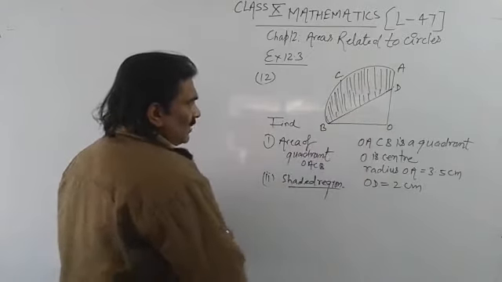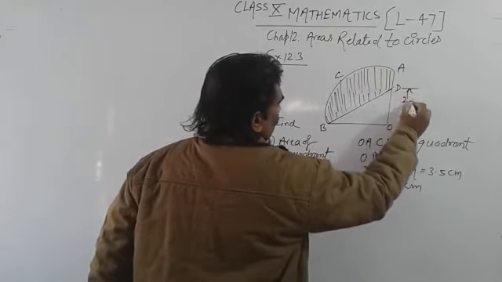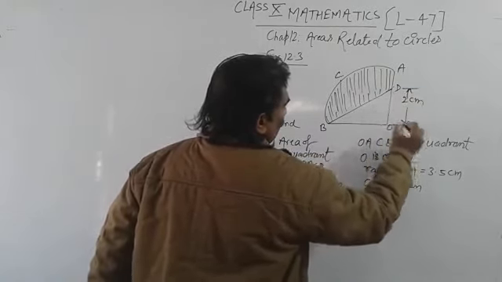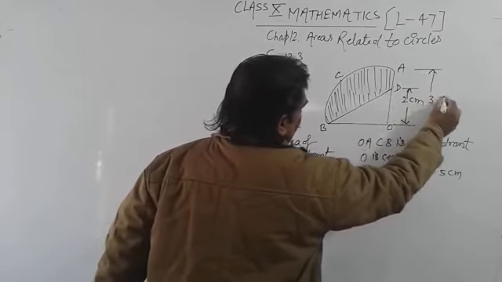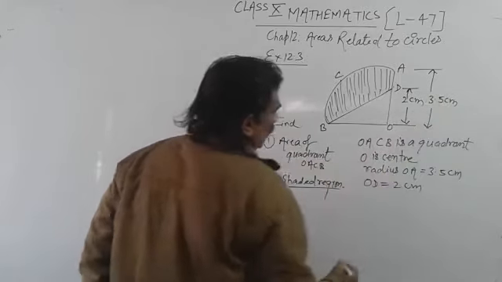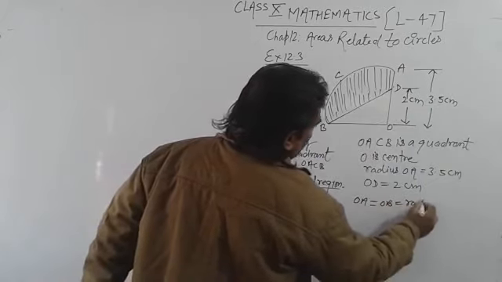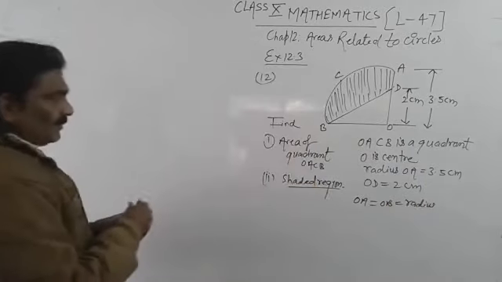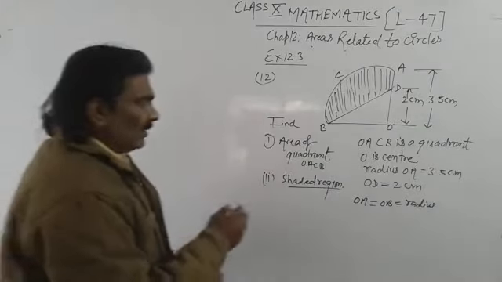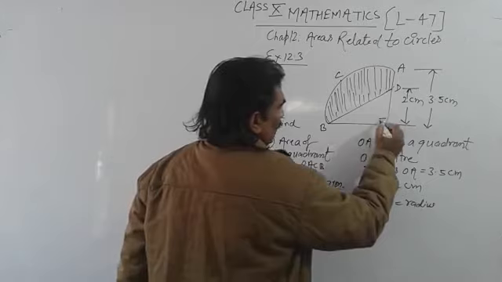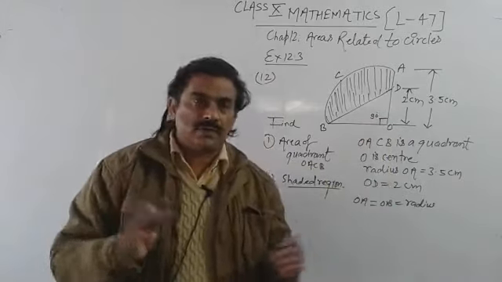So from the figure students, you know, OD is equal to 2 centimeter, whereas OA is equal to 3.5 centimeter. And you know OA is equal to OB is equal to the radius. So first of all students, we will try to find the area of the quadrant. Here, in case of a quadrant, this is always 90 degree. A circle consists of 4 quadrants.